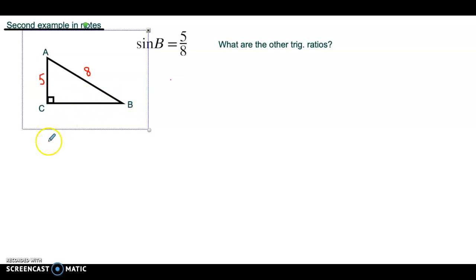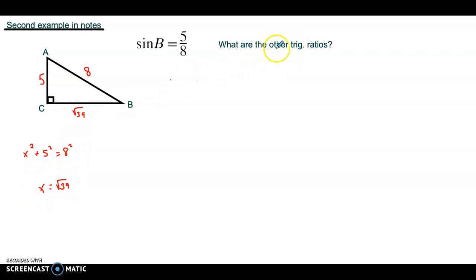To find the other trig ratios, we need to know this side. It's a right triangle, so we're going to use the Pythagorean theorem. I'm going to call this side x: leg squared plus other leg squared equals hypotenuse squared. You solve for x and get the square root of 39. There's that side. Now the other trig ratios. Cosine of angle B is adjacent over hypotenuse: root 39 over 8. Tangent of angle B is opposite, 5, over adjacent, root 39.